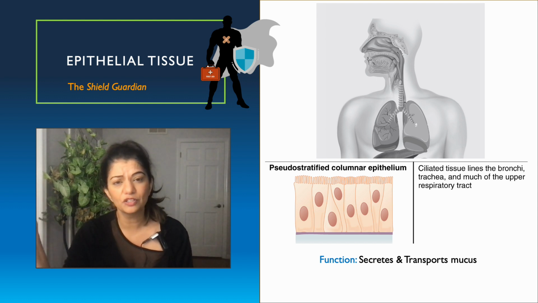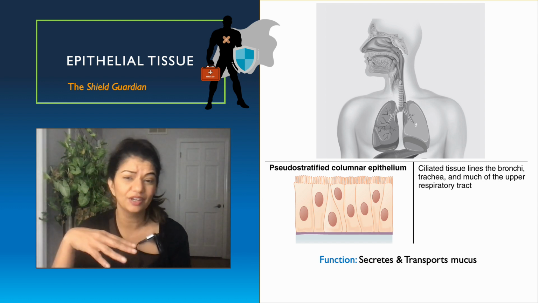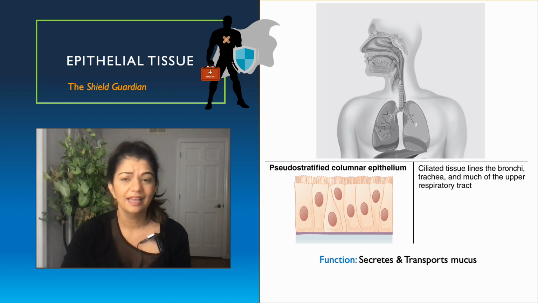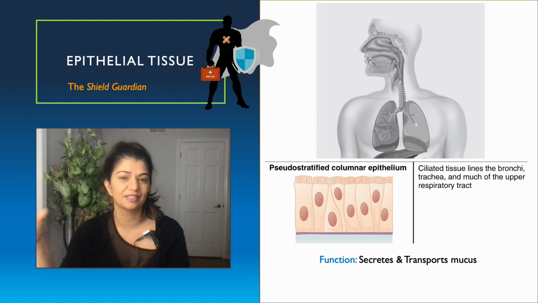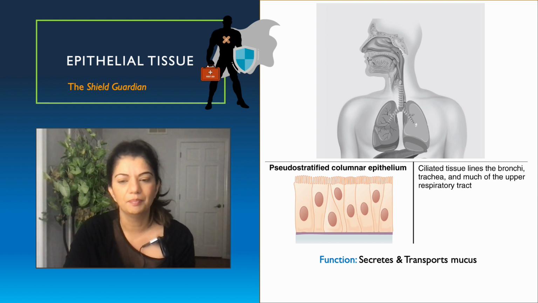All right, now we've got pseudostratified columnar epithelium. Now this looks stratified, but it really is just a single layer of irregularly shaped and different size columnar cells. Basically, in pseudostratified epithelium, the nuclei of neighboring cells appear at different levels rather than clustered, and that's why it gives it that appearance. But we're going to see this in the bronchi, trachea, and much of the upper tract.